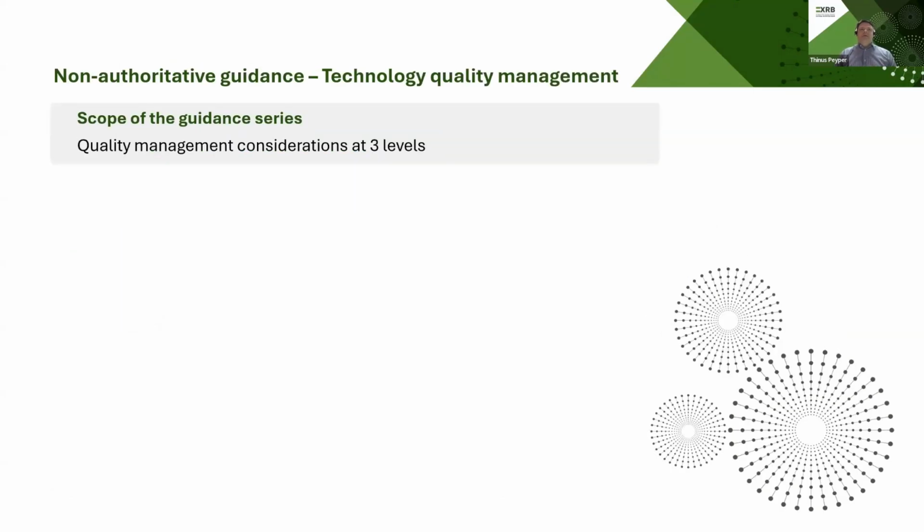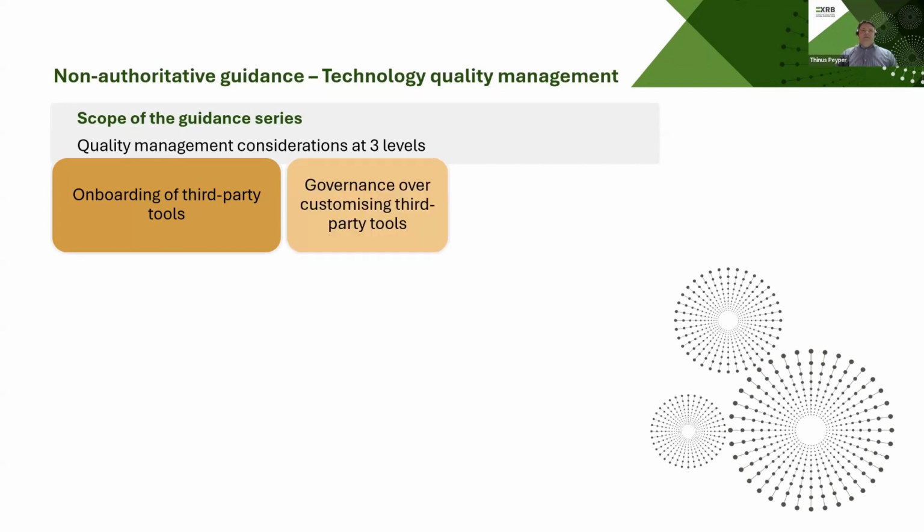Here I'm going to give you a brief overview of the guidance that is being planned on technology quality management. There is a plan to have a series of guidance, and it will cover 3 levels or layers. The first layer is onboarding of a third-party tool. This is because firms generally purchase a third-party tool rather than developing it from scratch. The quality management considerations here would include selecting an appropriate third party and approving that tool for use by the firm.